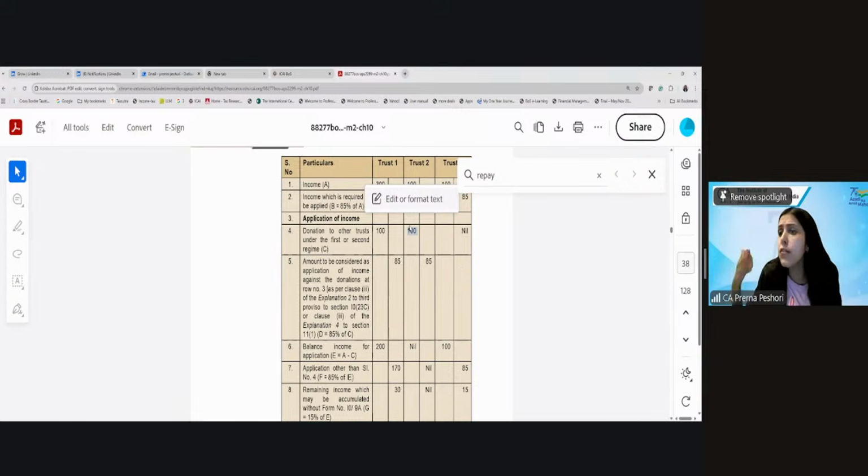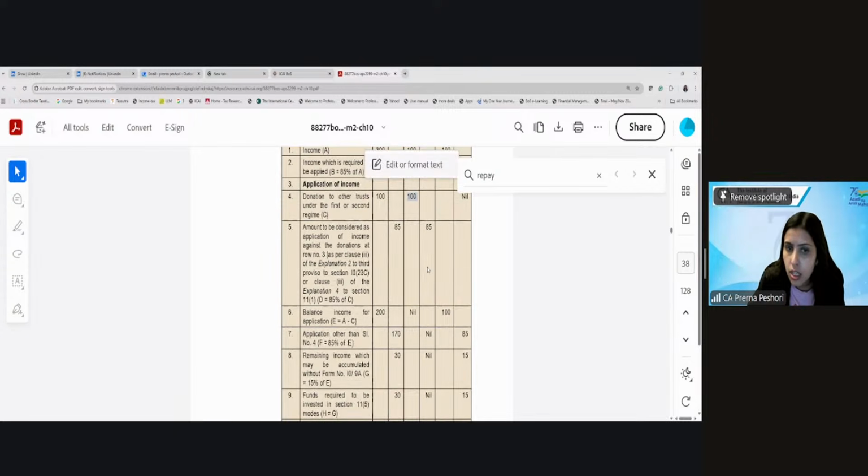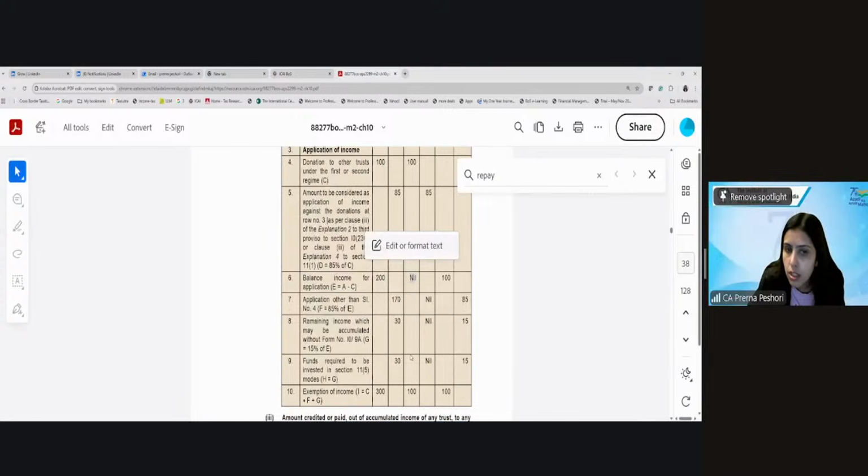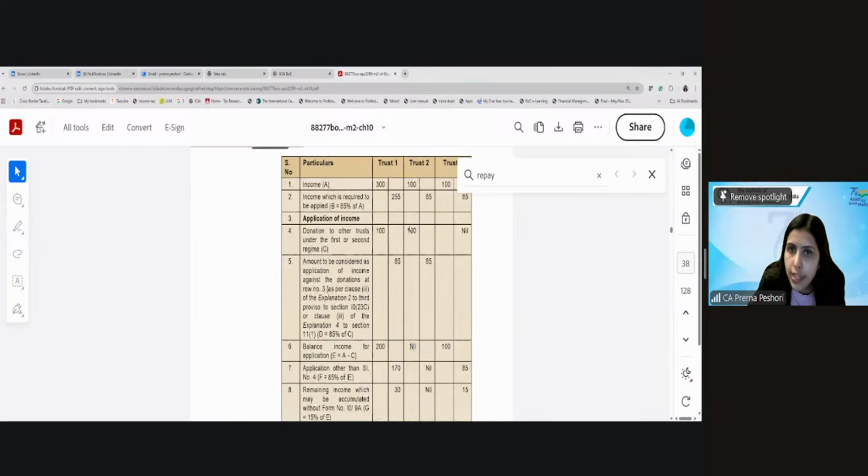What are the modes specified in 11.5? It is nothing but the government securities. How will I invest in that? I don't have the money. I've given it entirely to the other trust. So here, the income available for application is nil. So I can't put 15%. So this entire 100 then will get exempted. Are we clear? Yes or no? Any questions, any doubt?